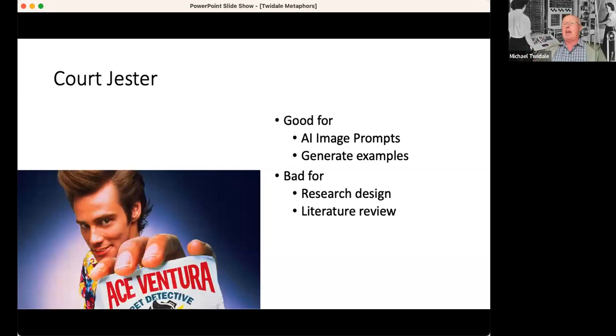Here's another one. Court jester, for when you just want fun, where you want ChatGPT to suggest prompts that you can then insert into DALL-E to create images for your PowerPoint slides, or just goofing off, having silly conversations. You know, give me a haiku about me doing my homework. Really good for that, really useless for research design and literature reviews. That's kind of like Ace Ventura, Pet Detective. If there's a real murder, you want Sherlock Holmes. You really don't want Ace Ventura. If you want a laugh, then a court jester can be really good.